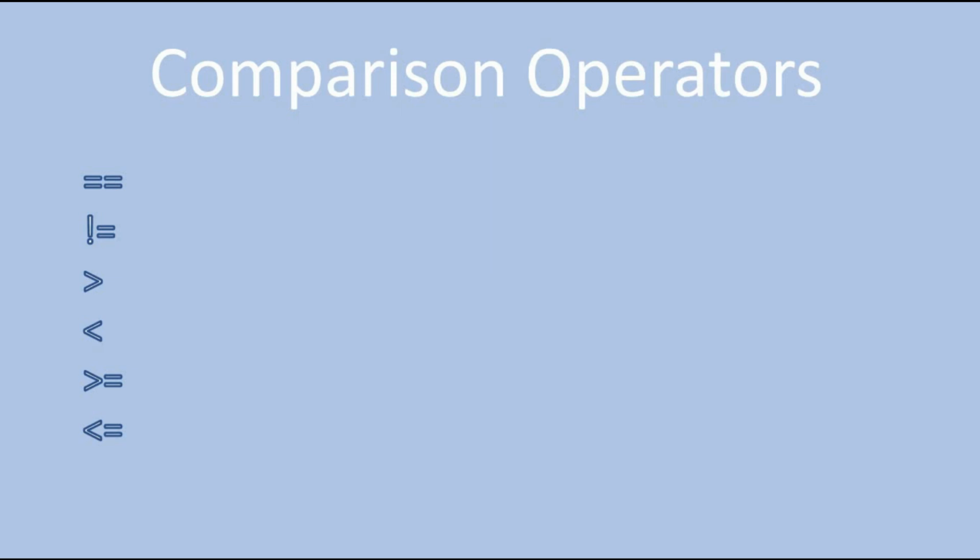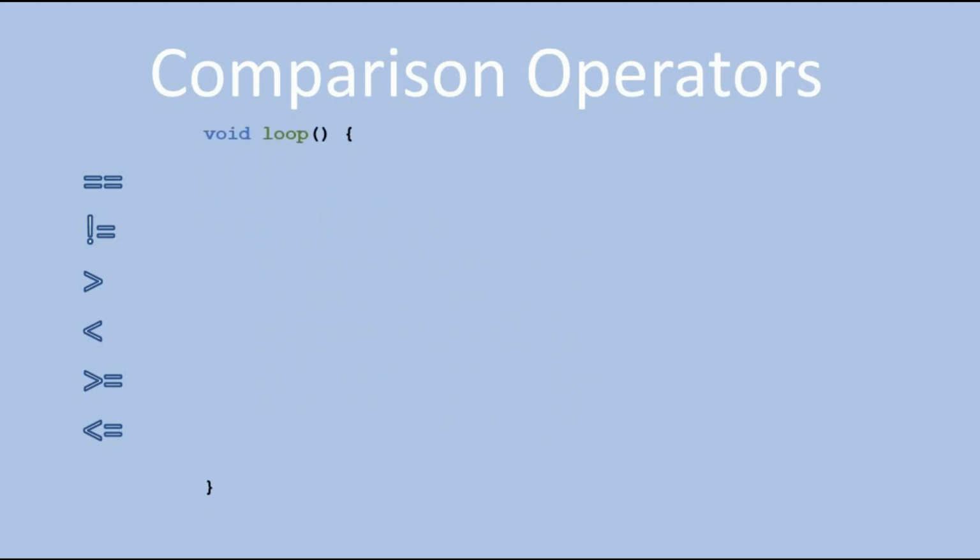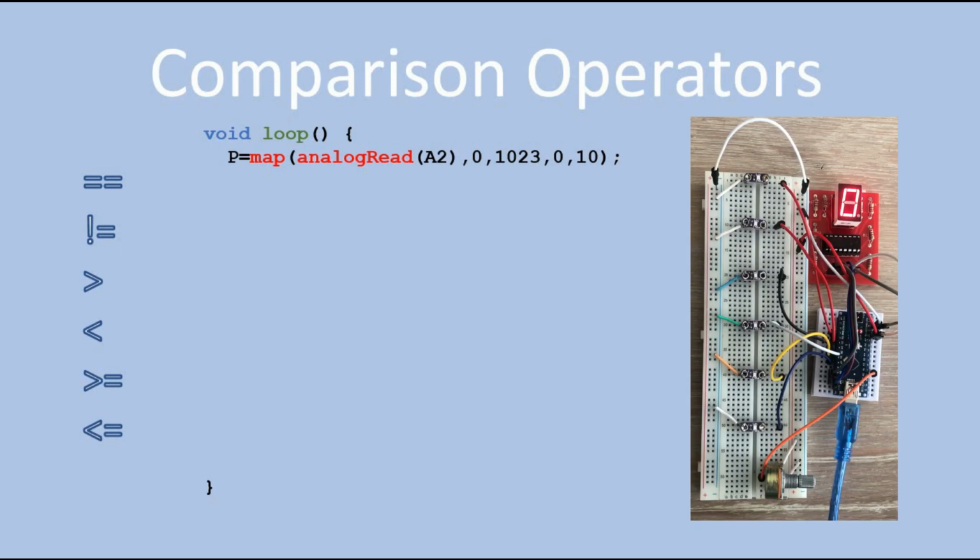comparison operators work. We start by introducing variable p that will store the potentiometer reading. In setup, we need to set up all the Arduino digital pins to which the LEDs are connected as output. In loop, we use the analog read function to read the potentiometer value that is in the range from 0 to 1023 and use the map function to map it to the range from 0 to 9. We save the mapped value into variable p, and then we create a set of if statements, each one controlling a single LED, so turning it off or on depending on the condition being fulfilled or not.